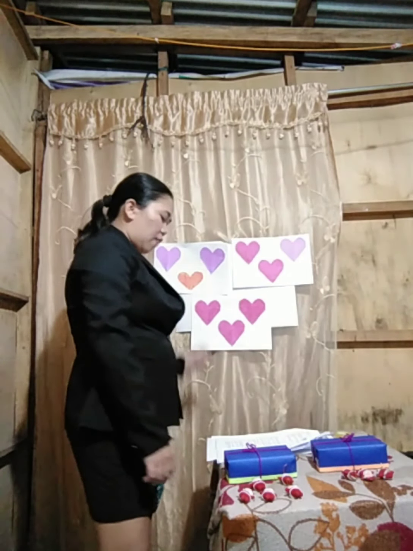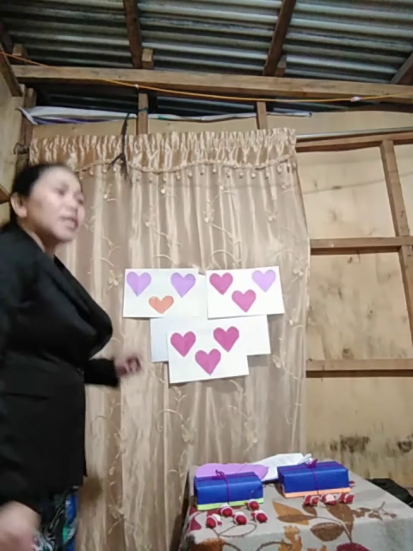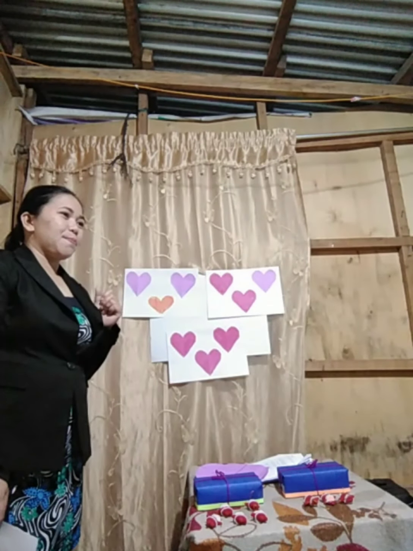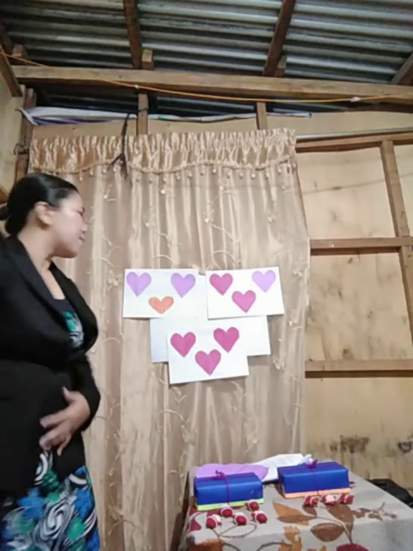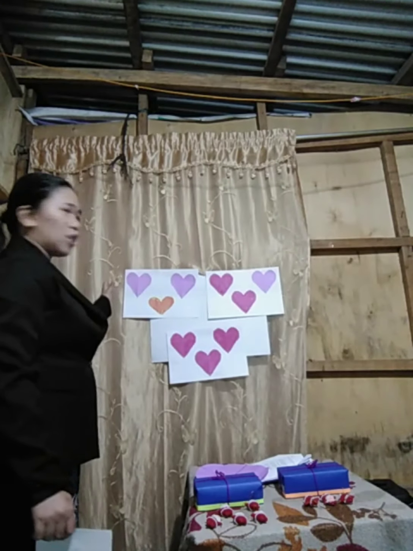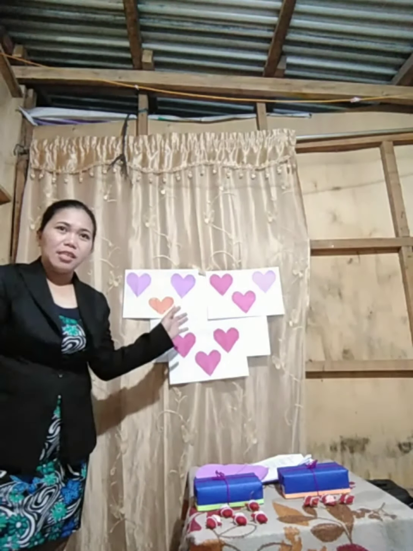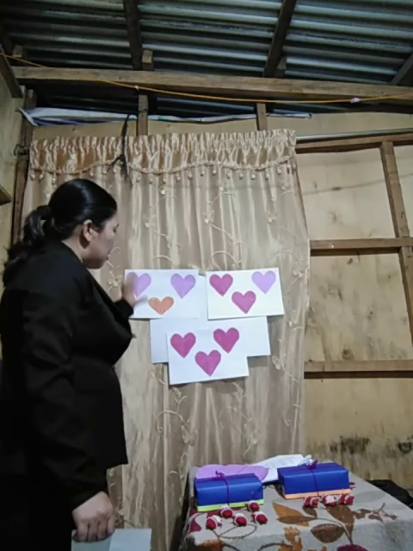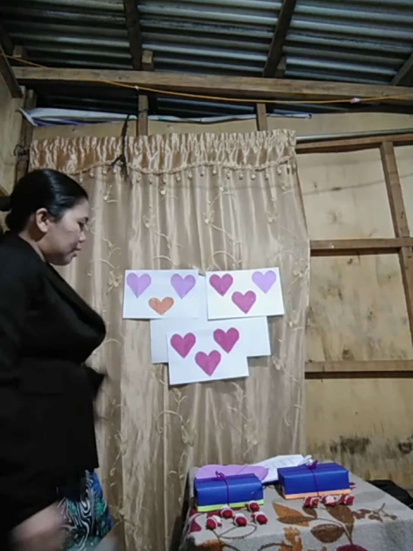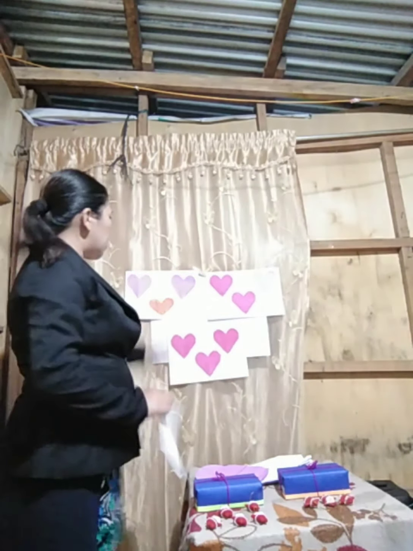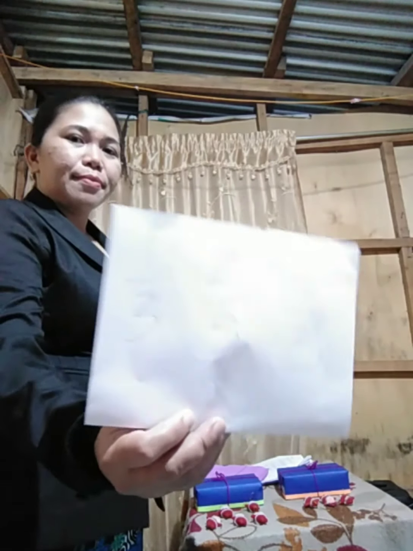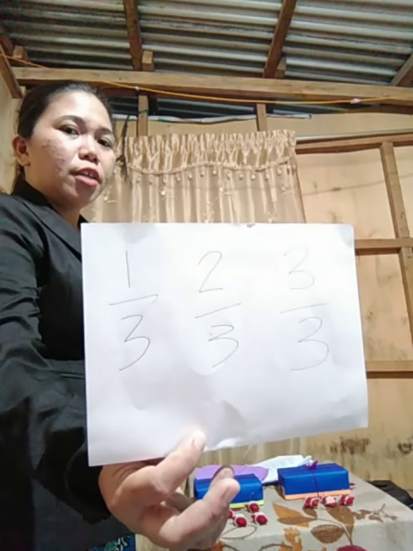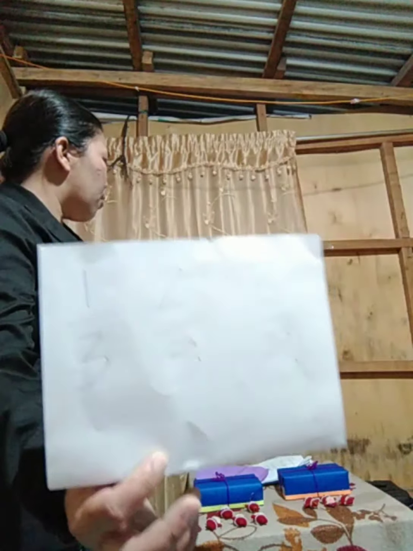Now, we will be having a group activity. So how do we identify and visualize similar fractions? Yes, Lavena? That's right. Very good. Similar fractions are visualized and identified through the denominators they have in common. Like for example, 1/3, 2/3, and 3/3.